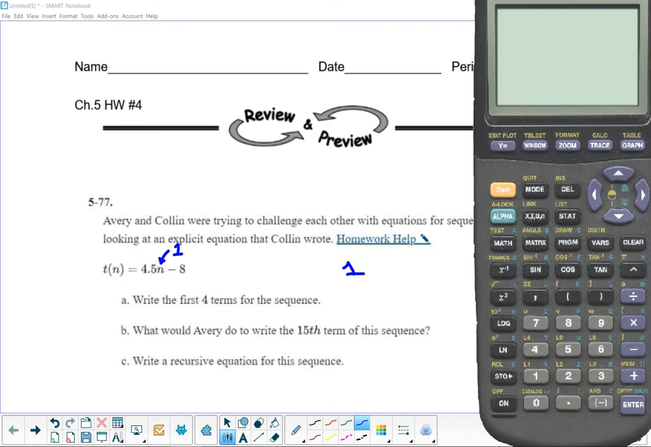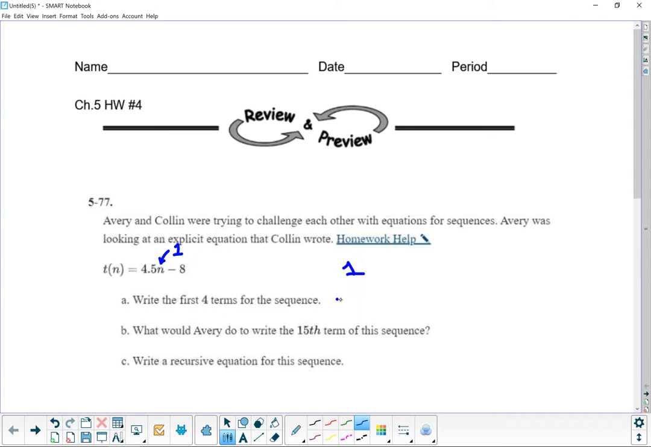So I'm gonna go 4.5 times 1 and then minus 8. That gets me negative 3.5. So my first term is when I put 1 in there and I get negative 3.5.